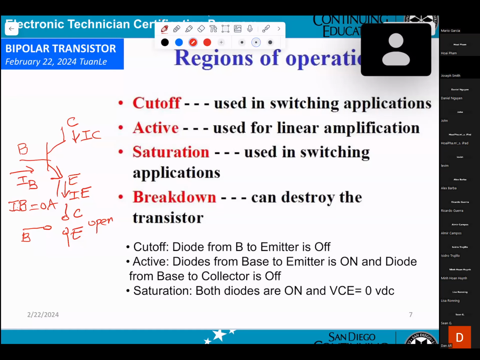Okay, the next one, active. Use for linear amplification. That means the amplifier. Okay, active. And saturation also use for switching. So basically, like you get a switch, you can turn it on, or you can turn it off.